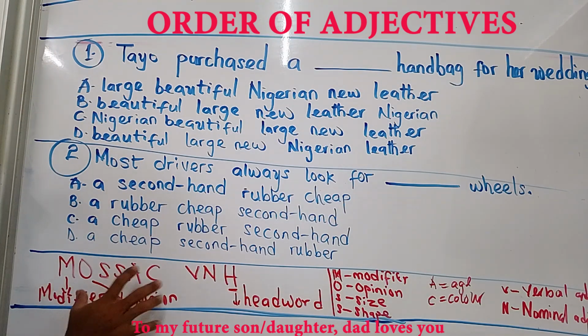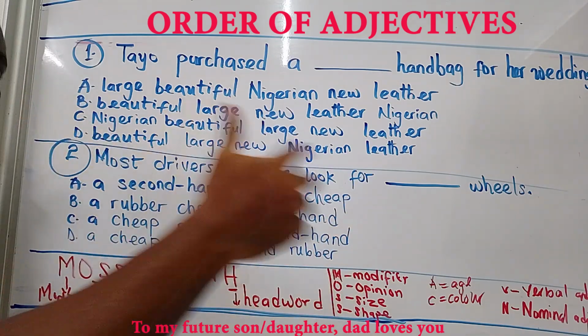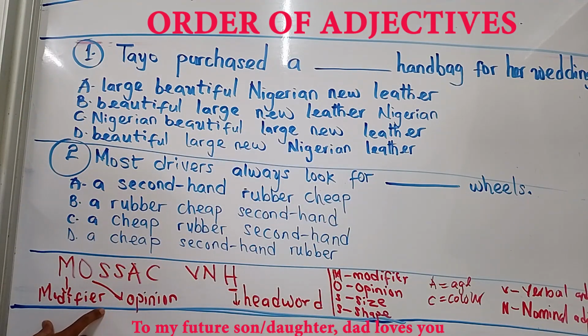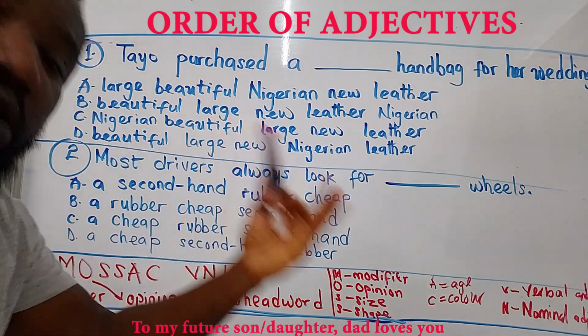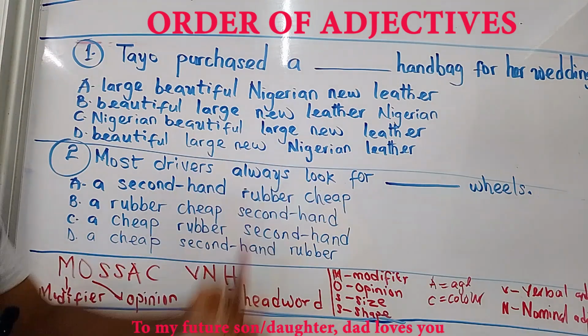So the formula is MOSSACVNH, where the M stands for modifier, the O stands for opinion adjectives, the first S stands for size, the second S stands for shape, the A here is age, the C color, the V verbal adjectives, the N nominal adjectives, and the H is just the head word.